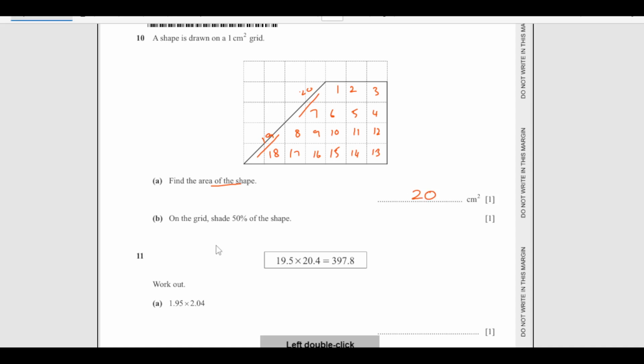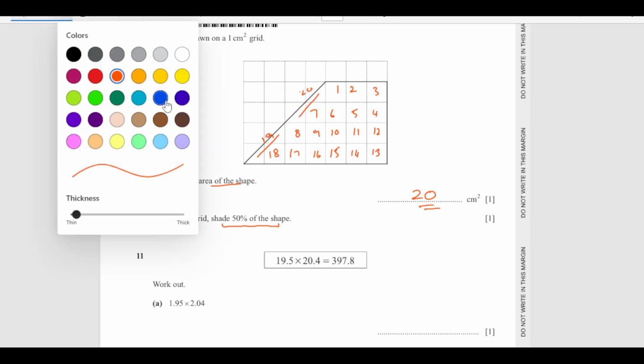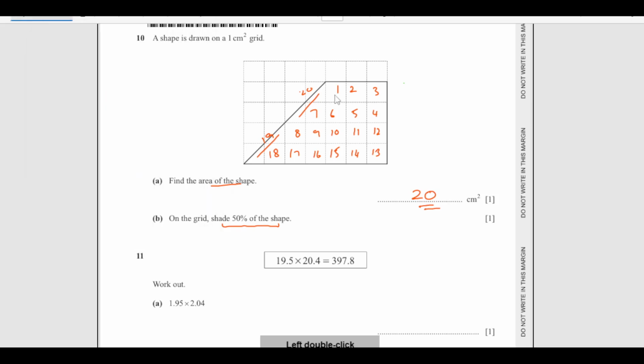Now second part, on the grid shade 50% of the shape. So that means we have 20 full squares here. We have to shade 10 out of that. So we can choose some other color to show 10. So we will count 10 squares, 1, 2, 3, 4, 5, 6, 7, 8, 9, 10. So you can shade any of the 10 squares here.